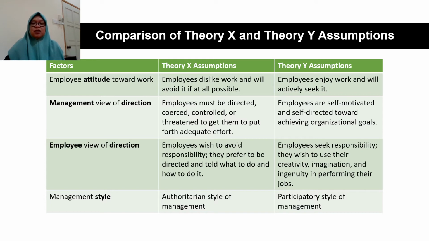For theory X, the authoritarian style of management. If the management has this type of employee, a theory X employee, who doesn't like to do work, the management has to use the authoritarian style. Authoritarian style means that the management has full authority to make the employee do the task. So the management must continuously direct them and tell them to do the task.